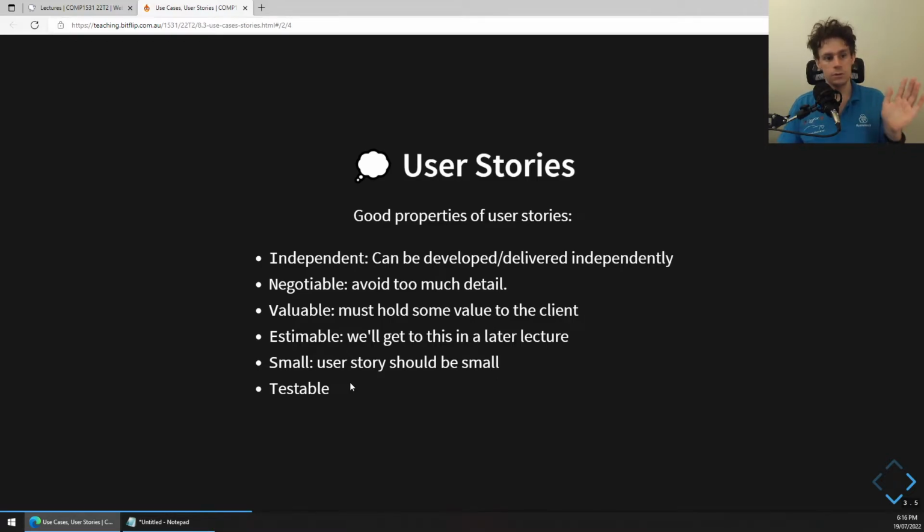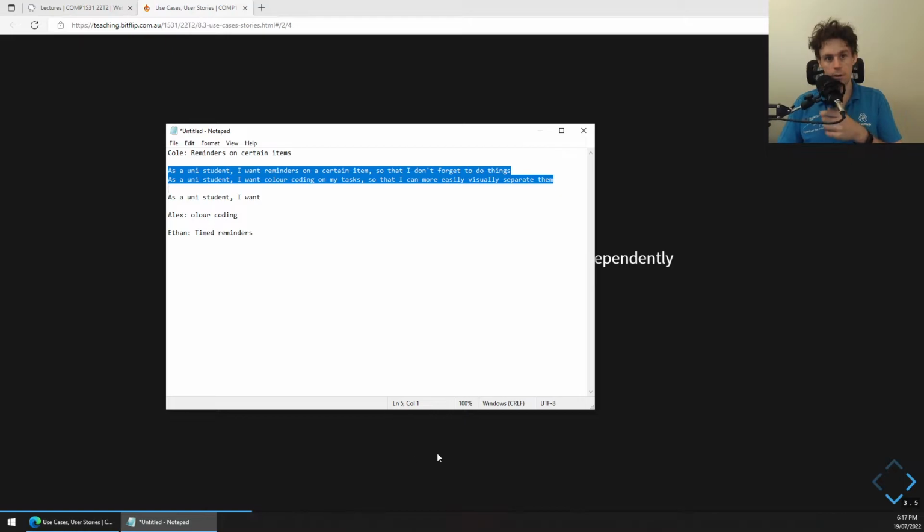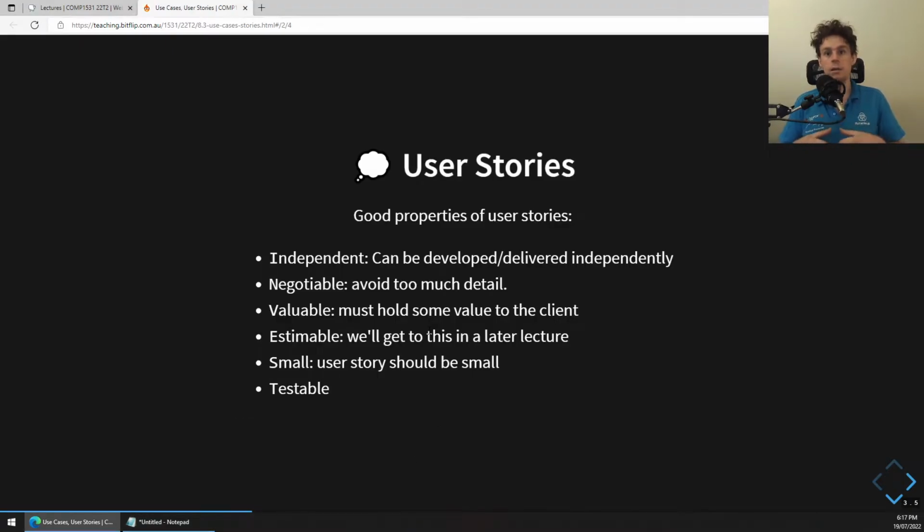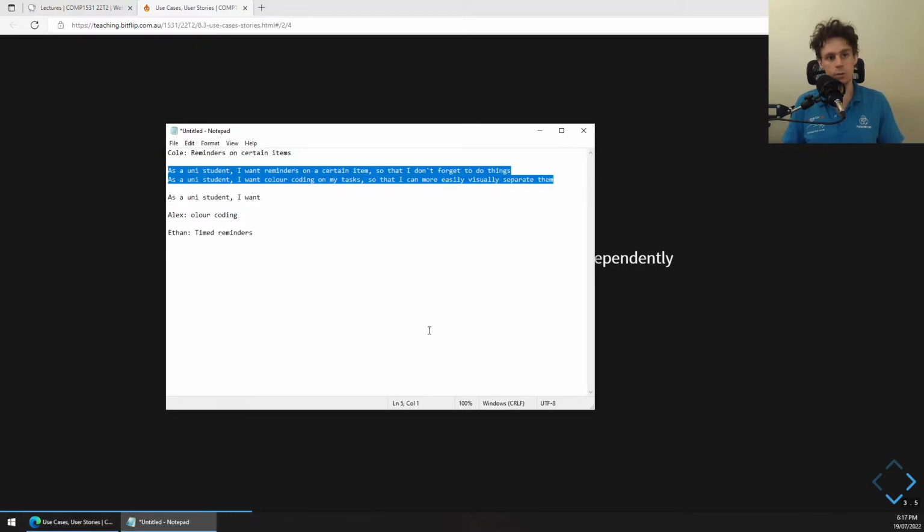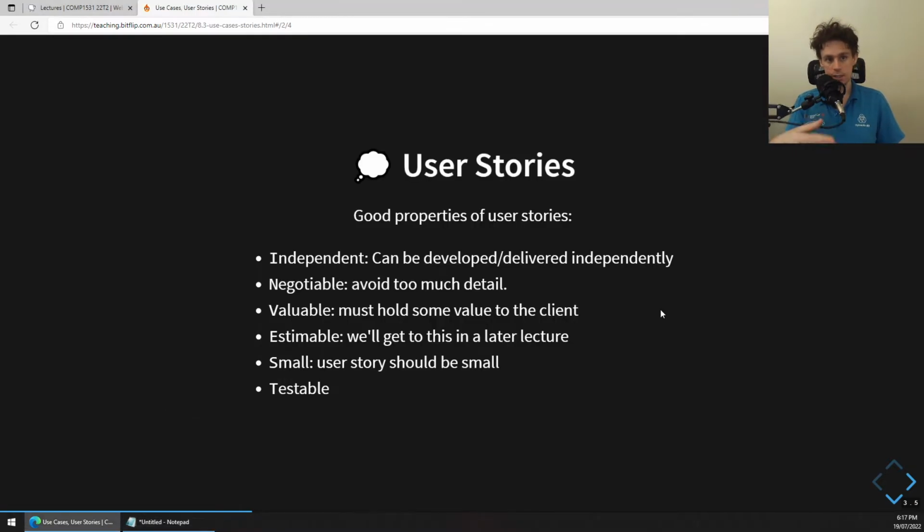So independent makes sense. If you have many user stories, like here we have two, you want to make sure that these user stories are as independent as possible. As in, you should be able to implement one of these without having to do the other one. So they should not be too intrinsically connected.